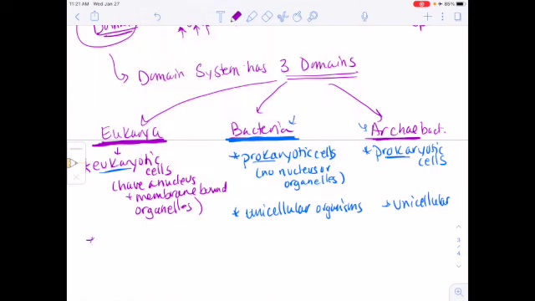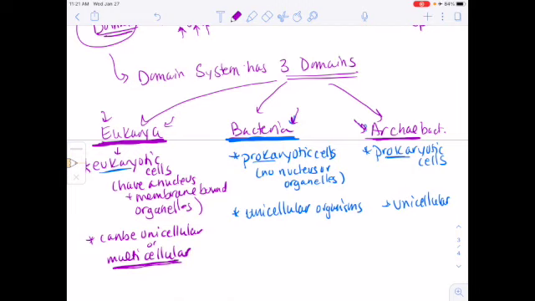Back to purple. Eukaryotic cells can be unicellular or multicellular. Try to come up with a Venn diagram for this in your head. If something is unicellular, do we know if it's bacteria, archaea or eukarya? Don't know, because there are unicellular organisms in all three of these domains. But if something is multicellular, only eukarya contains multicellular organisms.